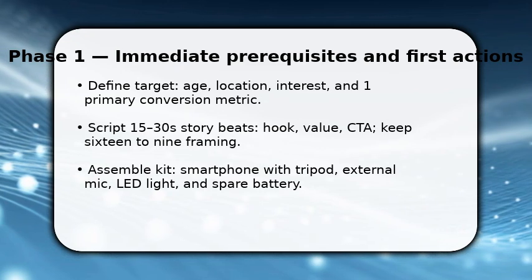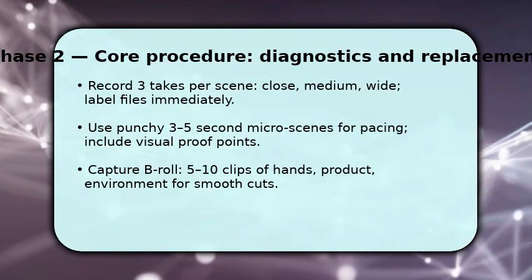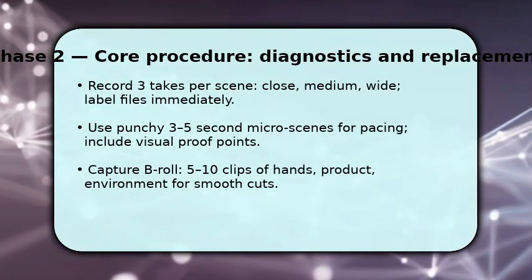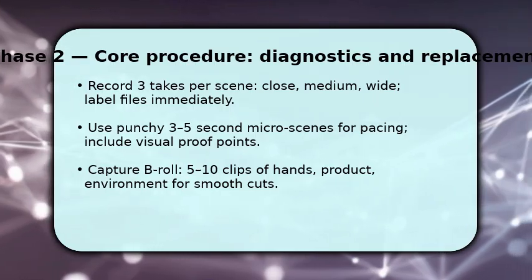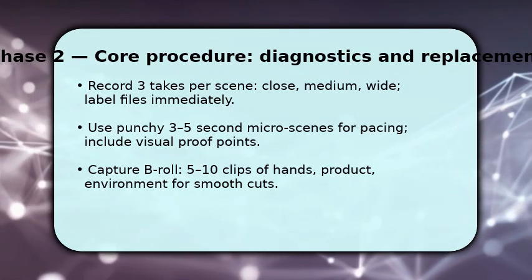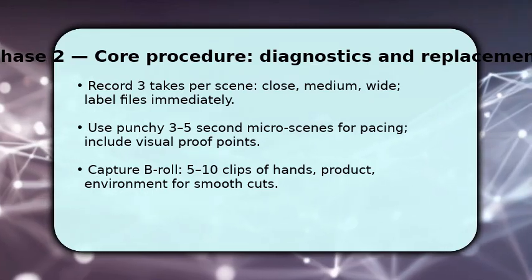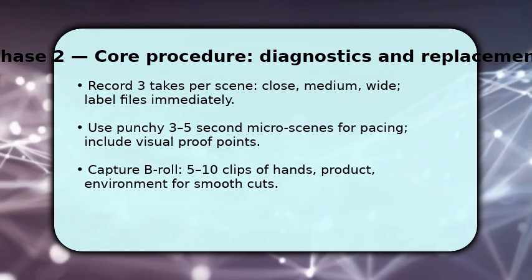You now execute the shoot with intentional variety. Capture close, medium, and wide takes for each beat, and label files as you go so editing is fast. Once done with main plates, roll B-roll, hands, details, and environment to cover jump cuts and emphasize features.